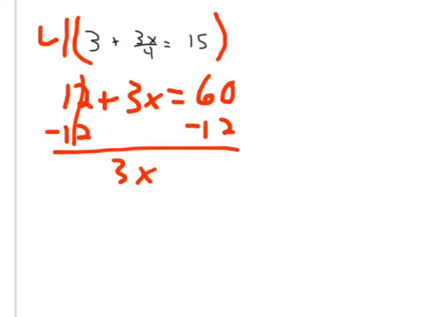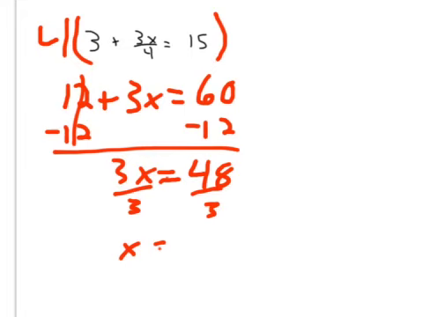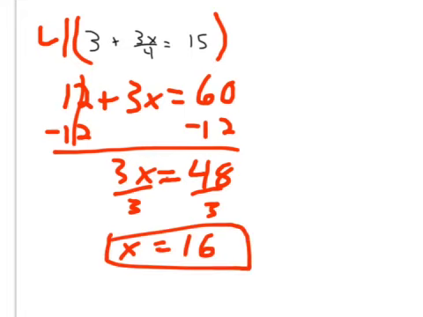And 3x equals 48. And then I'm going to divide by 3. And 48 divided by 3 is 16. So again, this is another example where being able to multiply the whole equation by a common denominator is pretty nice sometimes, because you don't have to deal with any fractions. Alright, let's go on to the last example.